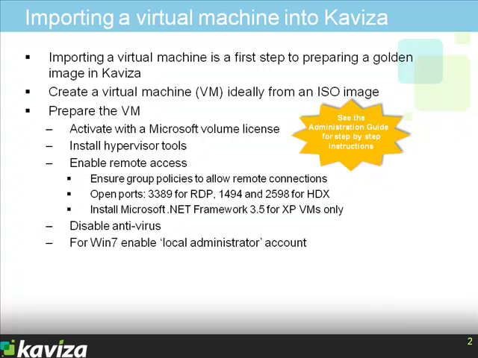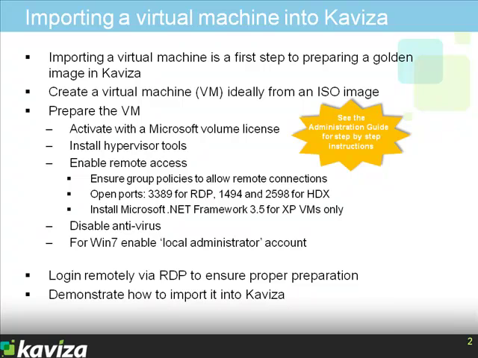A couple of other things to highlight are that you should disable antivirus on the golden image, and for Windows 7, enable the local administrator account. It's always a good idea, once you've prepared the VM, to log in remotely to that virtual machine via RDP to ensure that it has been properly prepared. Now that we have a VM ready, let's take you to the Kaviza Administration Console and show you how easy it is to import this VM into Kaviza and begin our image creation process.